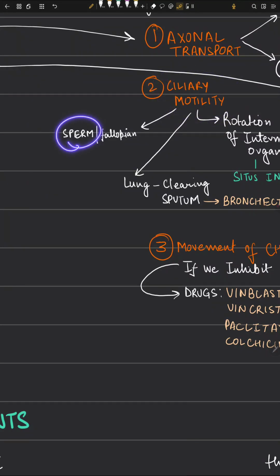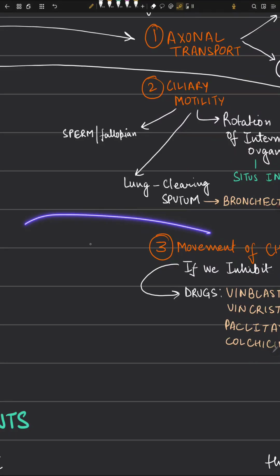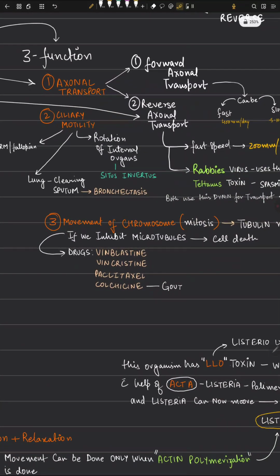Cool. This is sperm. This is the fallopian tube. How does the egg travel? The egg travels with ciliary bodies. The egg that comes from your ovary goes inside your fallopian tube, and here the egg is just staying, and this egg is actually moving from the fallopian tube to your uterus. How does it happen? It happens with ciliary bodies. Cool, we understand this.